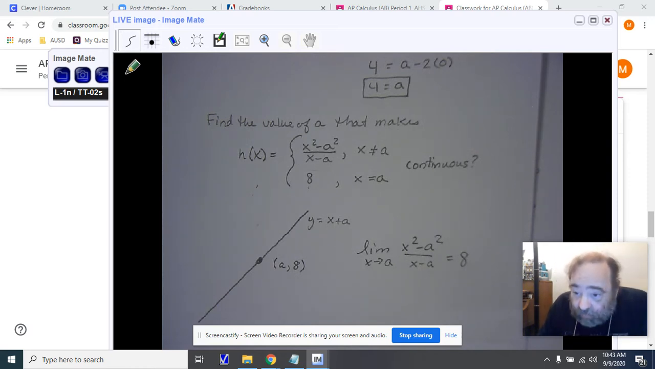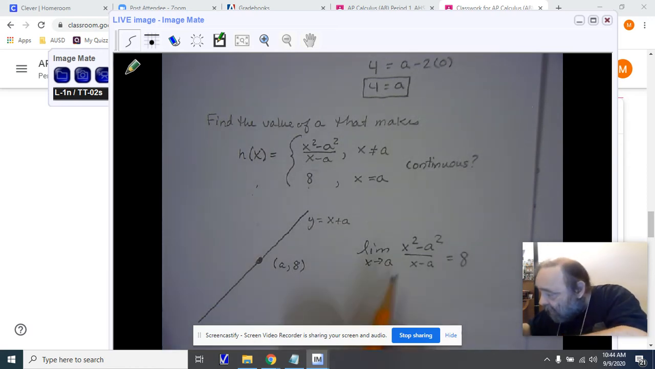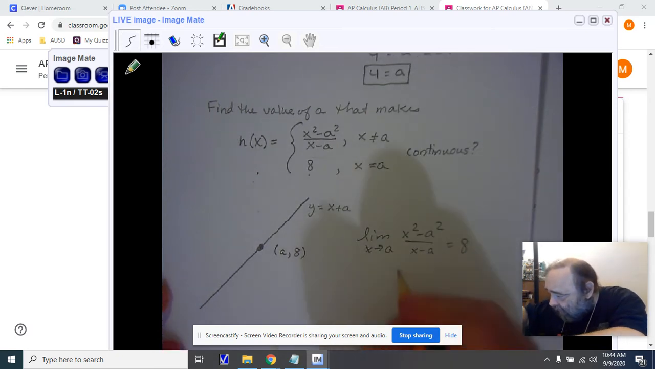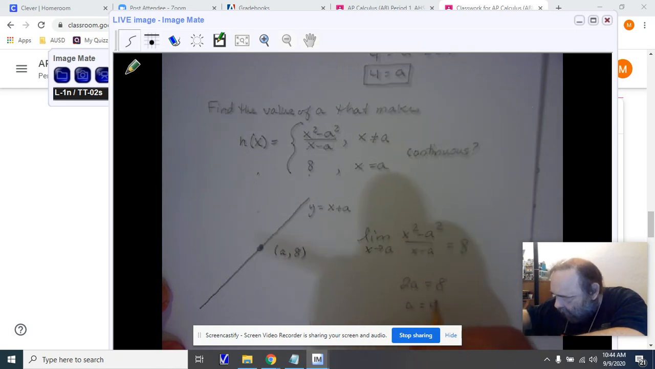Remember, the three criteria are that the limit exists. Well, the limit does exist, it has to. But the value has to be defined at that limit. So here we have our limit, and this is the value we have to define it as. When we go through this, we end up with 2a equals 8, and therefore a must equal 4.